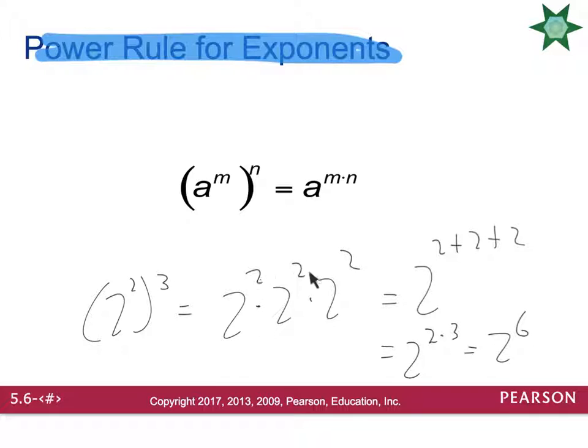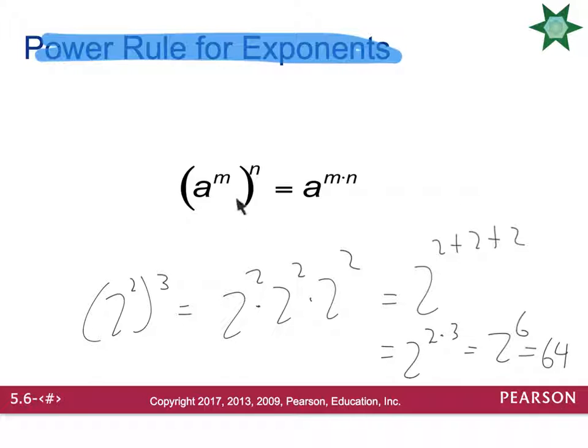Now we're using our product rule, and we can just add the 2's. So 2 plus 2 plus 2 here, or 2 3 times, which is 2 times 3, which means we can just multiply 2 times 3 here. We don't have to say 2 plus 2 plus 2. We can just multiply the 2 times 3, and that gives us 2 to the 6, which is 64, multiplying 2 6 times.